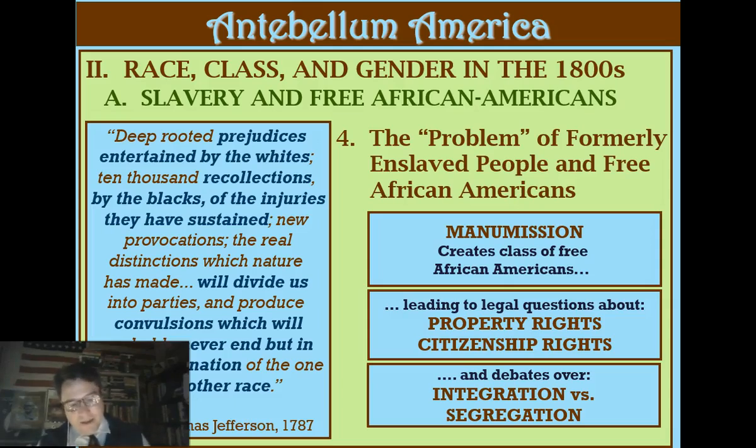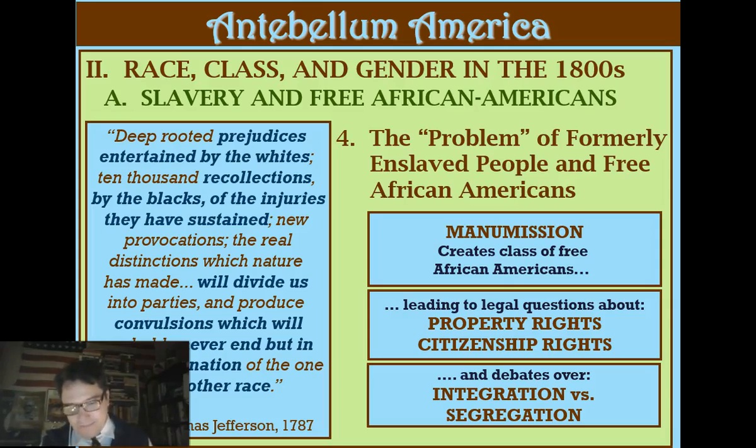As he put it, "deep rooted prejudices entertained by the whites, 10,000 recollections by the blacks of the injuries they have sustained, will divide us into parties and produce convulsions which will probably never end but in the extermination of the one or the other race." Every time I look around my joyously diverse classroom full of brilliant scholars, I celebrate just how wrong Thomas Jefferson was.